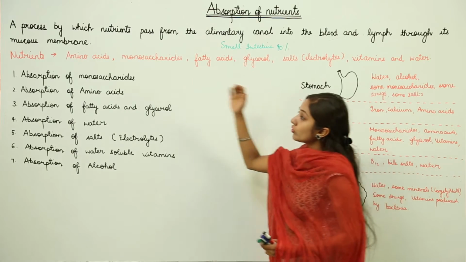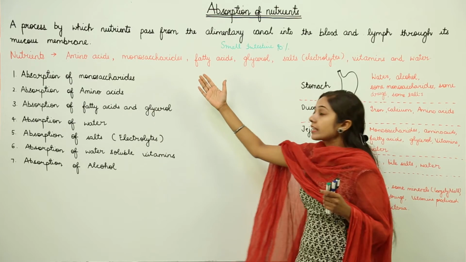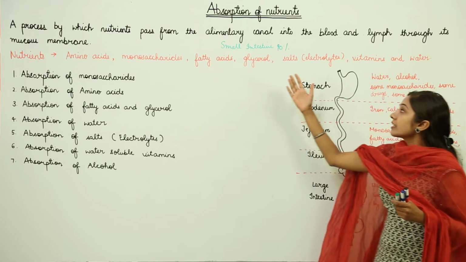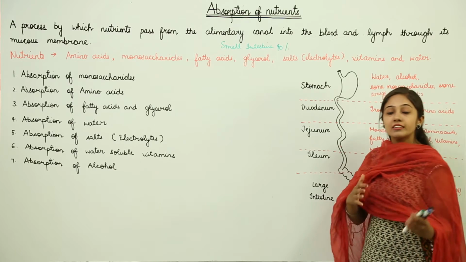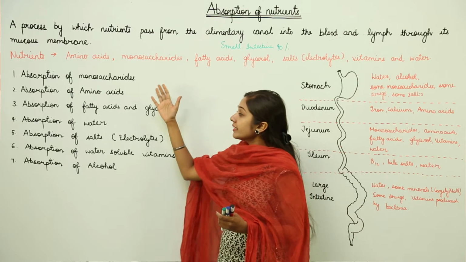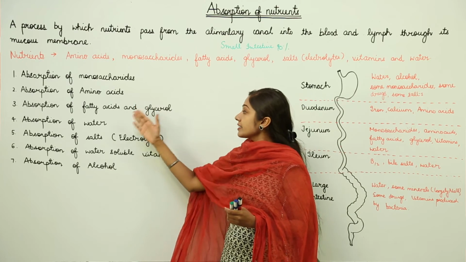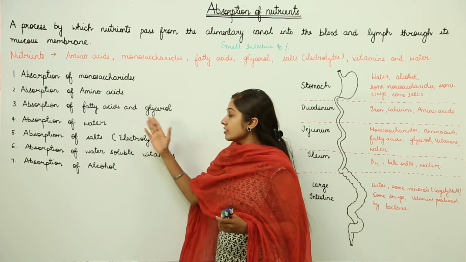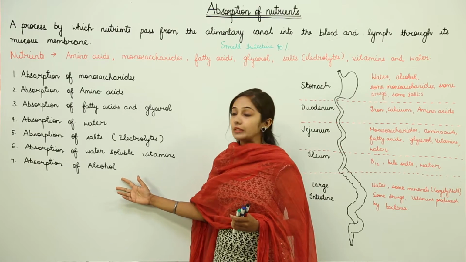So what are the nutrients that are to be absorbed? They are amino acids, monosaccharides, fatty acids, glycerol, salts, vitamins and water. These are the nutrients that are absorbed. Now we will be basically discussing the absorption of monosaccharides, amino acids, fatty acids and glycerol, water, salts, electrolytes, water soluble vitamins and the absorption of alcohol, right.